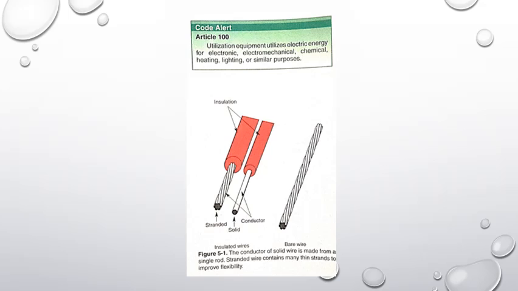Code alert, Article 100, utilization equipment. Utilization equipment utilizes electric energy for electronic, electromechanical, chemical, heating, lighting, or similar purposes.